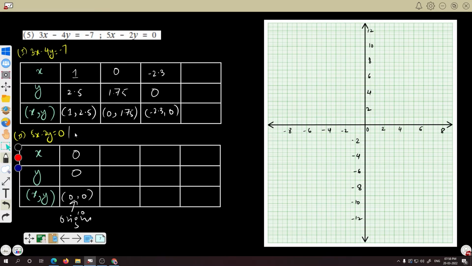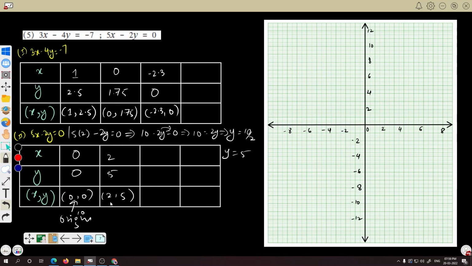Now if I take y as 1, or we'll look for some other value. If I put x as 2, then the equation will be 5 multiplied with 2 minus 2y is equal to 0. So this will be 5 into 2 is 10 minus 2y is equal to 0. Shift this minus 2y to the other side. So the equation will be 10 is equal to 2y, which means y is equal to 10 by 2. So y turns out to be 5. Fine, this is good.